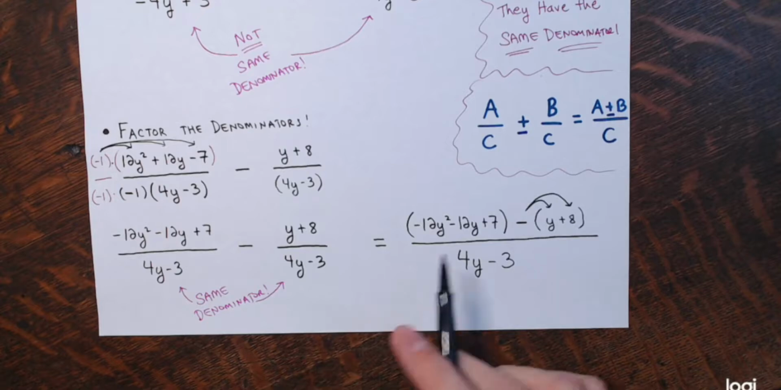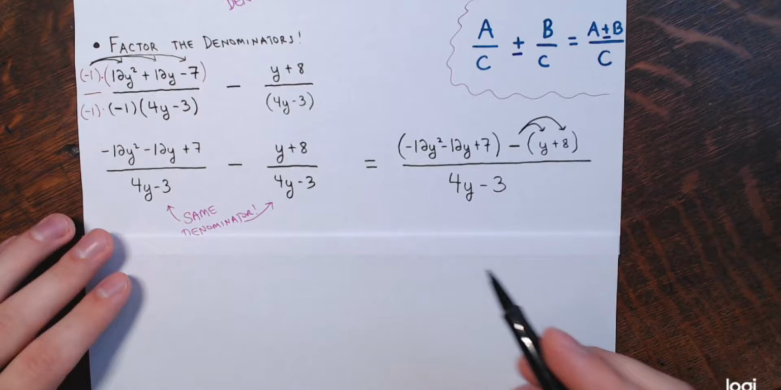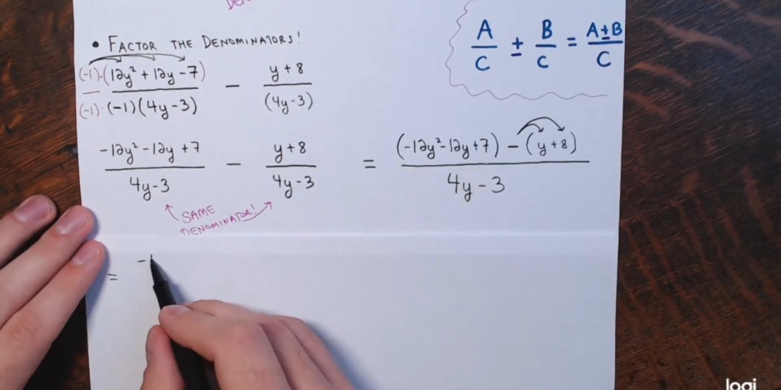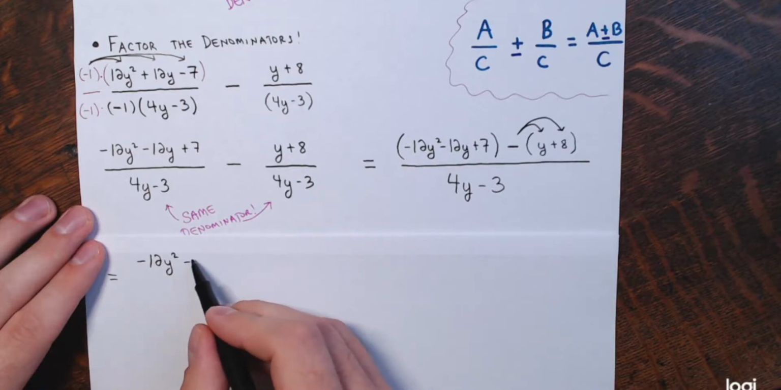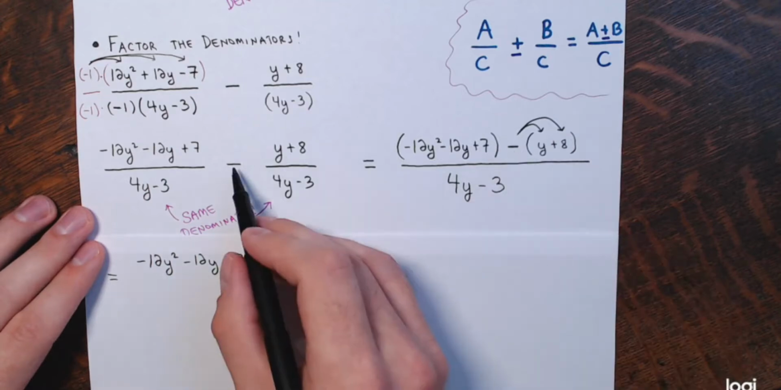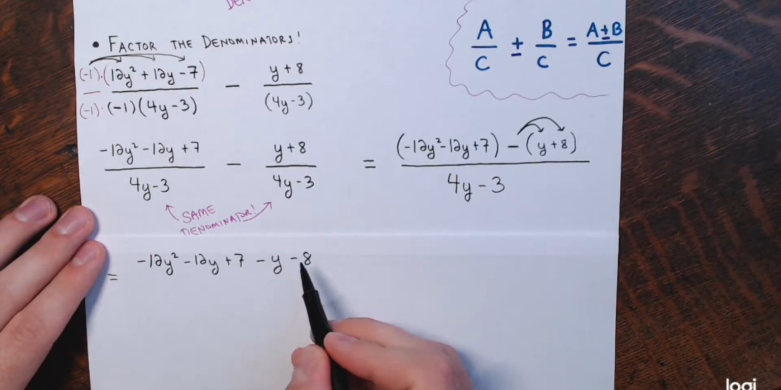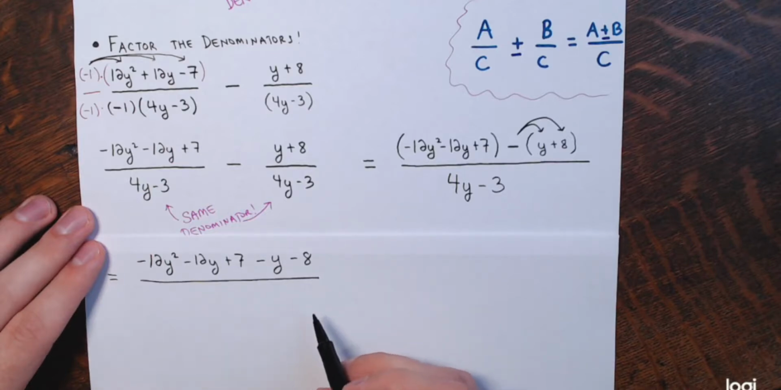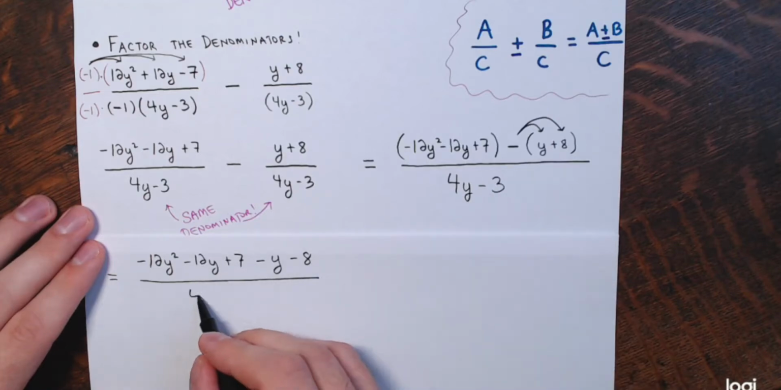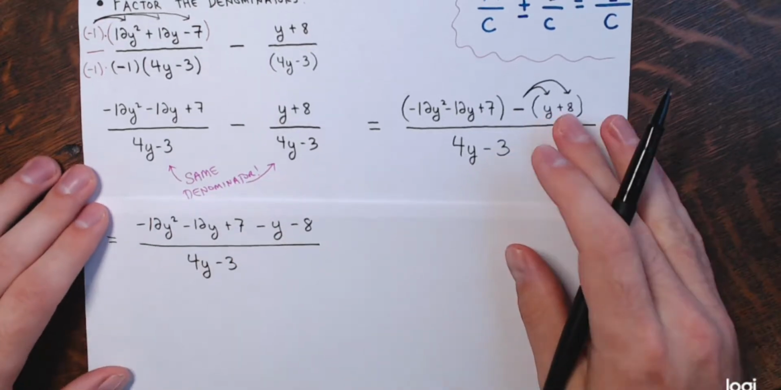All right, so keeping this going, I'm going to simplify the numerator a bit. So we have, now there's no need for parentheses around this first numerator. We have negative 12y squared minus 12y plus 7. And again, we're subtracting every term from the second numerator. So minus y minus 8. All right, so there's the numerator, and we'll simplify that. We'll combine like terms in a second. And then we have 4y minus 3 still in the denominator, that common denominator that we got.